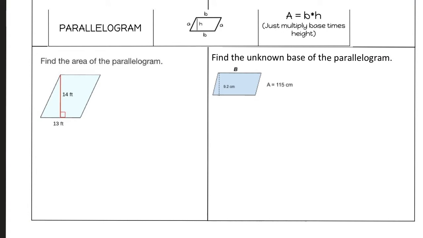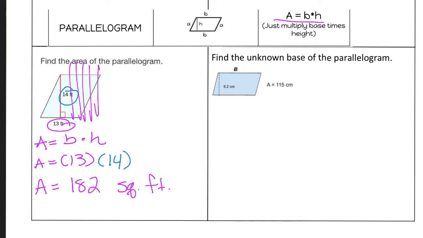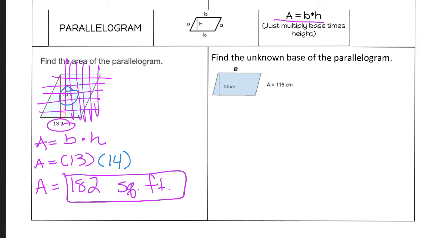And parallelograms work the same way. Okay. Base times height. So my area is my base, 13, times my height, 14. So when I multiply those together, I get 182 square feet. Again, if I had a grid going through this, it would take 182 of those squares to fill in the inside of that parallelogram.